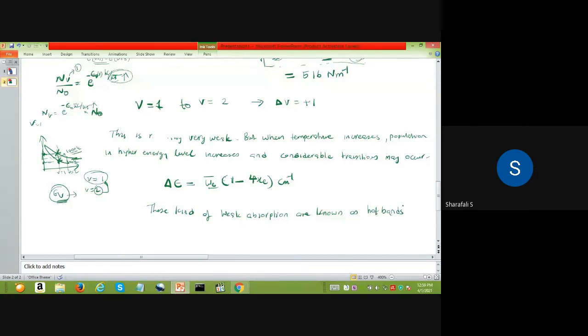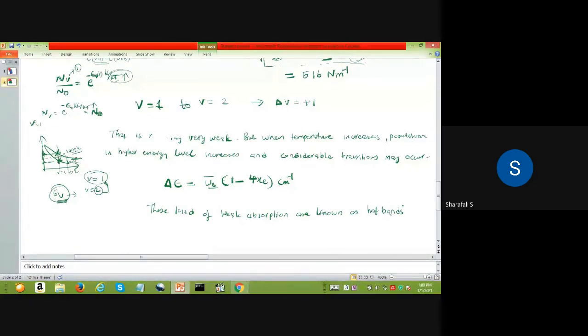Hot bands. Why is it called hot? Because it will happen only when your temperature is high enough. Only then will you have population at V equal to 1, V equal to 2, etc., the higher energy levels, and only then will the V equal to 1 to V equal to 2 transition happen. If there is no molecule at V equal to 1, that kind of transition will never happen. But when you increase the temperature, the number of molecules in V equal to 1 will be comparably higher, and that molecule can go to the V equal to 2 state. So the V equal to 1 to V equal to 2 transition is possible.